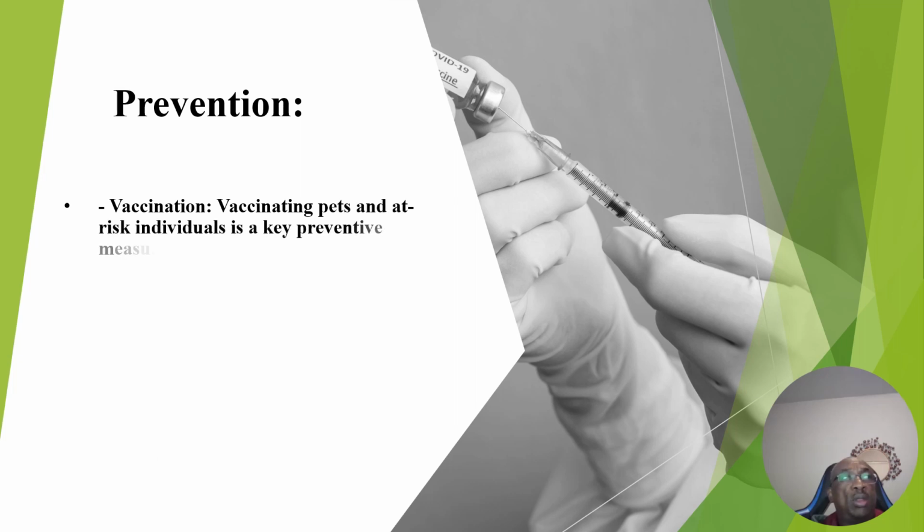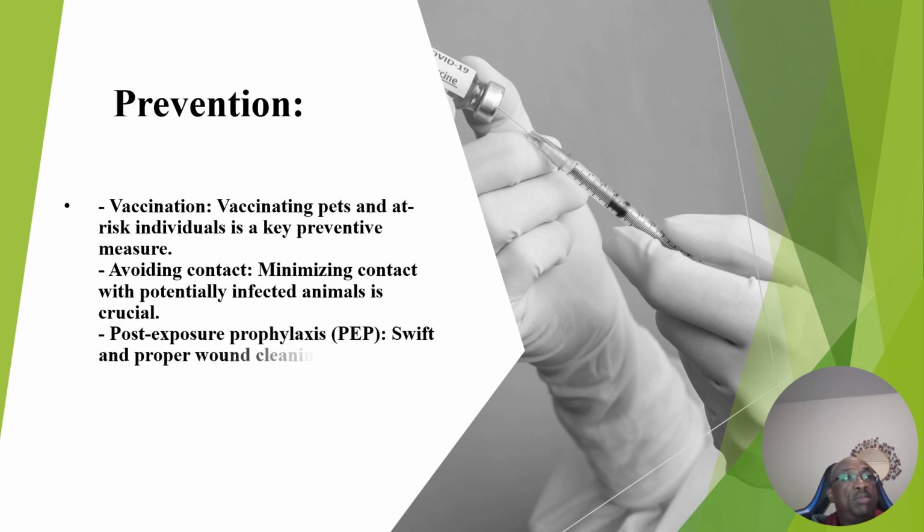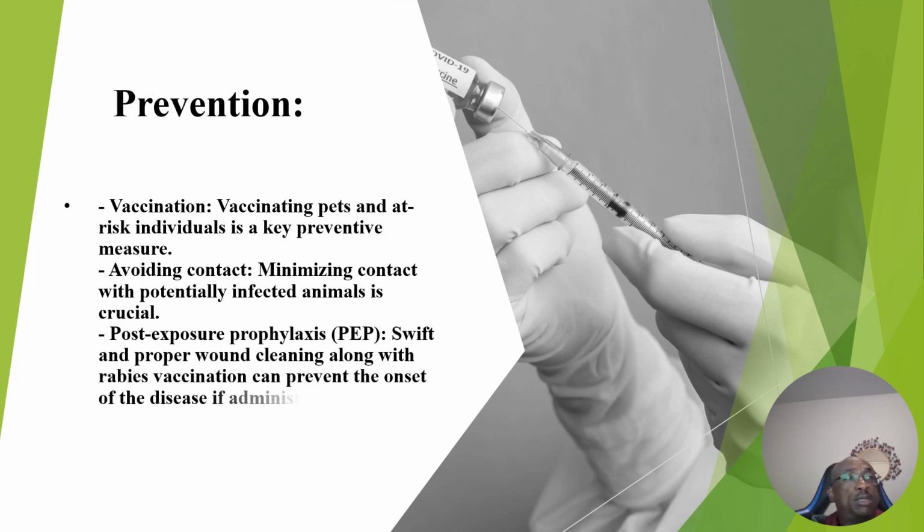Prevention. Prevention is mainly through vaccination, avoiding contact, and post-exposure prophylaxis. Vaccinating pets at risk and individuals is a common preventative measure. Avoiding contact, minimizing contact with potentially infected animals is also crucial. Swift and proper wound cleaning along with rabies vaccination can prevent the onset of the disease if administered soon after the exposure.